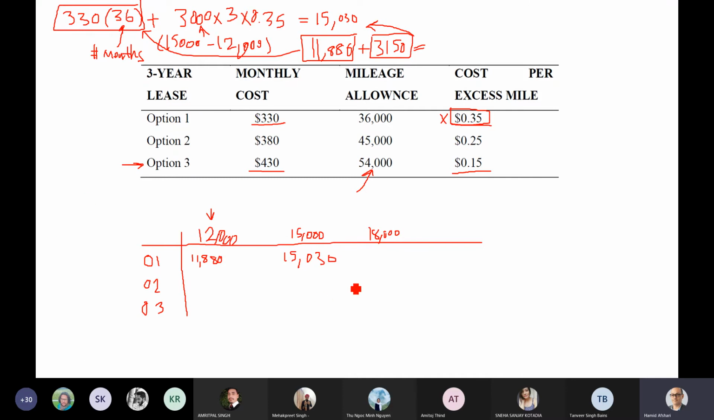Is it clear now? Sorry, I am getting confused in the first step. How are we calculating the total cost of 11,880? Because we are multiplying by 36. What is 36 here? 3 years. Okay, got it. Thank you. Okay. Any other questions?